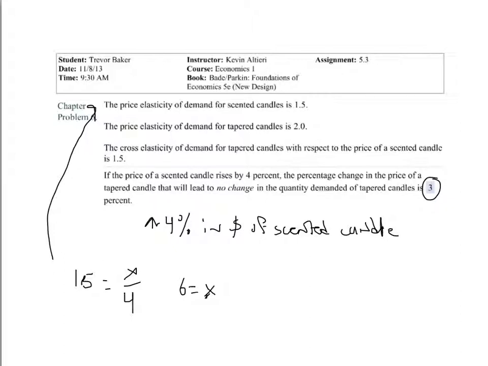Does that make sense? Okay. But you bring up a really good point, right? Because our next step then is we need to take a look at that 2.0 equals, right? And now we know the percent change in quantity demanded for tapered candles, don't we? Okay? 6 over X.